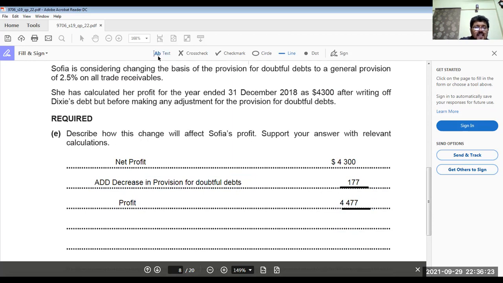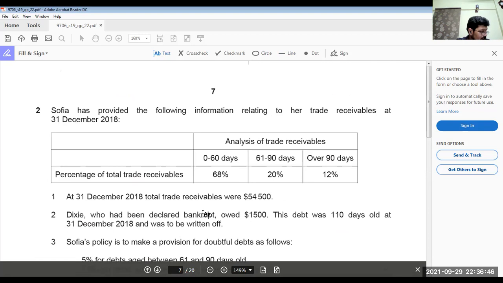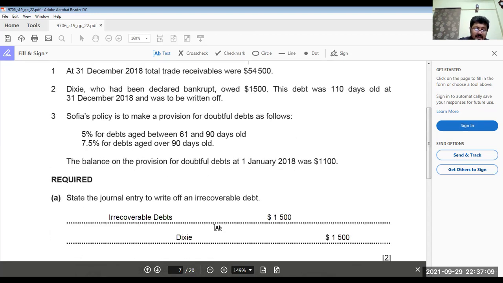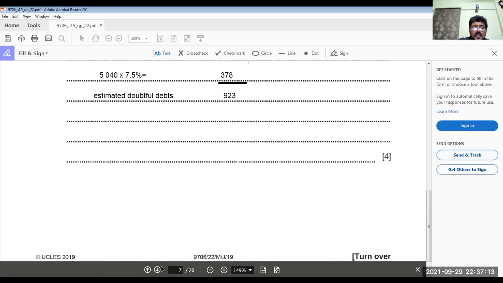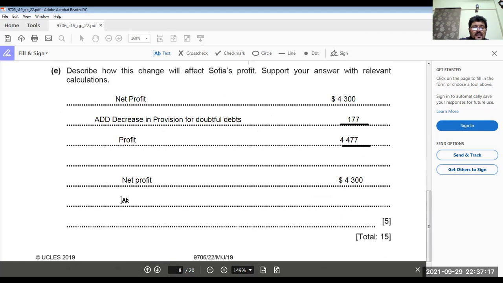Now, after changing the policy, according to the new policy, net profit is how much? $4,300. Now the provision is how much? See, 54,500 minus 1,500 written off, 53,000, multiplied by 2.5%. It's 1,325. And minus 1,100 already in the provision. So there's an increase in provision by 225.